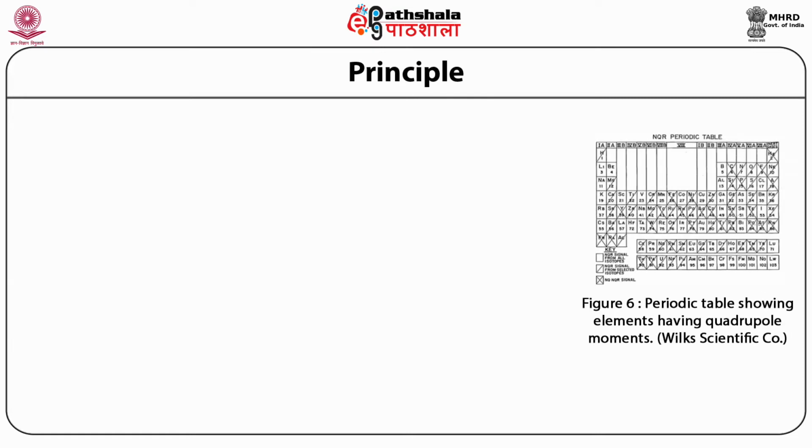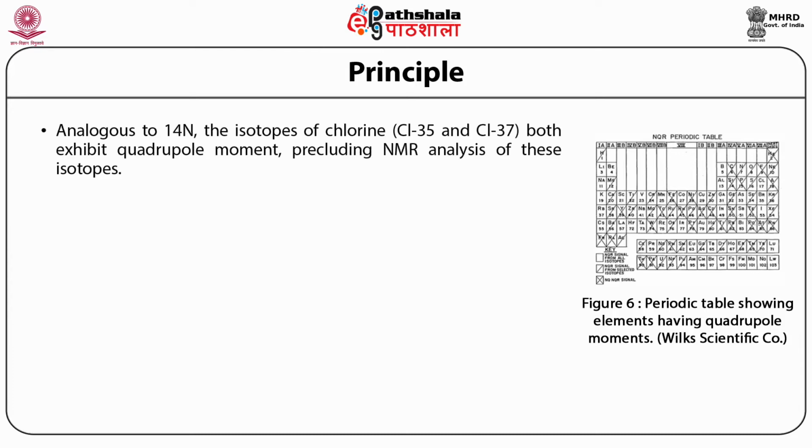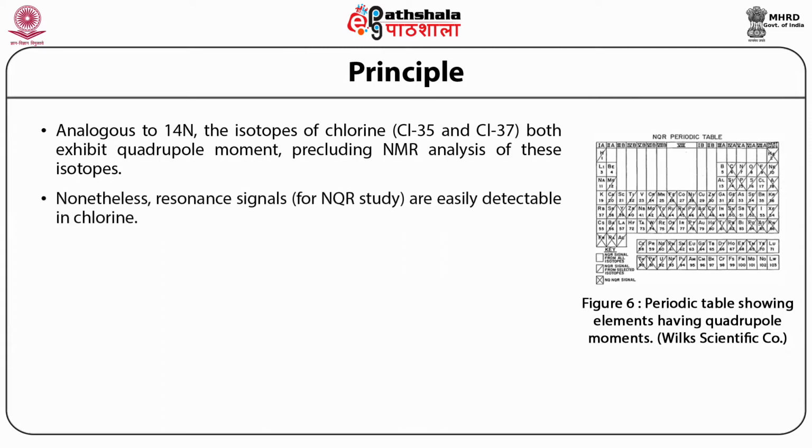So this figure shows the periodic table with the elements having quadrupole moment, which we have discussed in the previous slide. But analogous to 14N, the isotopes of chlorine both exhibit quadrupole moment, which complicates NMR analysis of these isotopes. Nonetheless, the resonance signals for NQR study are easily detectable in chlorine.